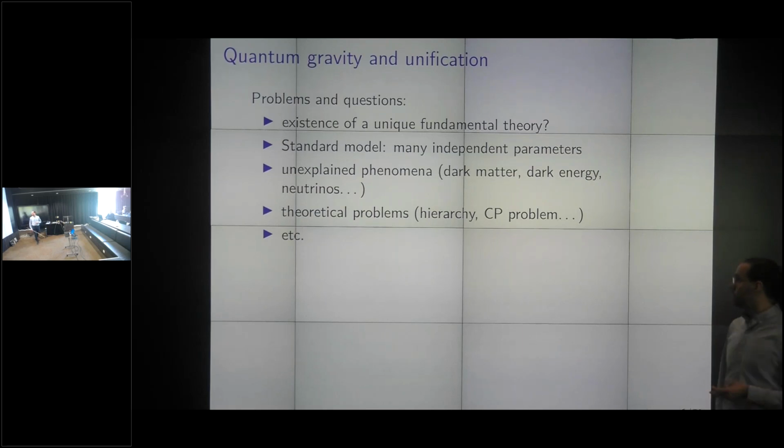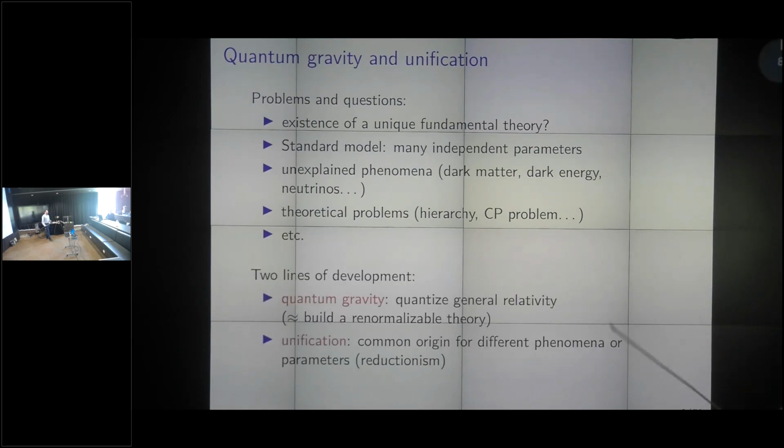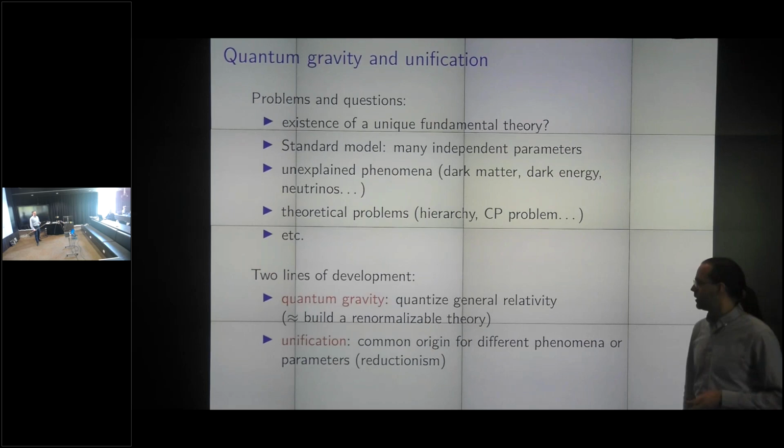We have various unexplained phenomena like dark matter, dark energy, neutrinos, and others. And then you also have some theoretical problems. This one is not something that is bad if it remains, but it doesn't sound very aesthetic, so we would also like to get a better understanding of this problem. To address these different issues, you have two ways of development. First, you have quantum gravity, which means that you want to quantize general relativity.